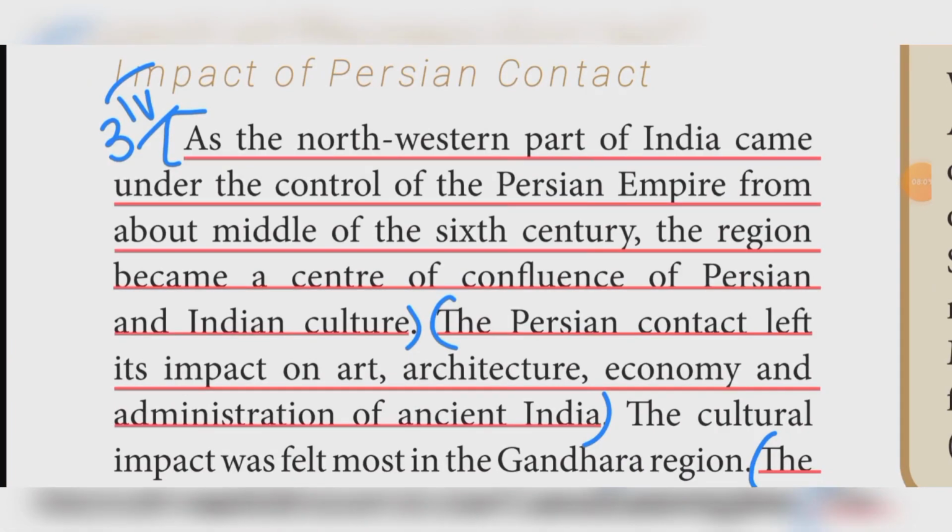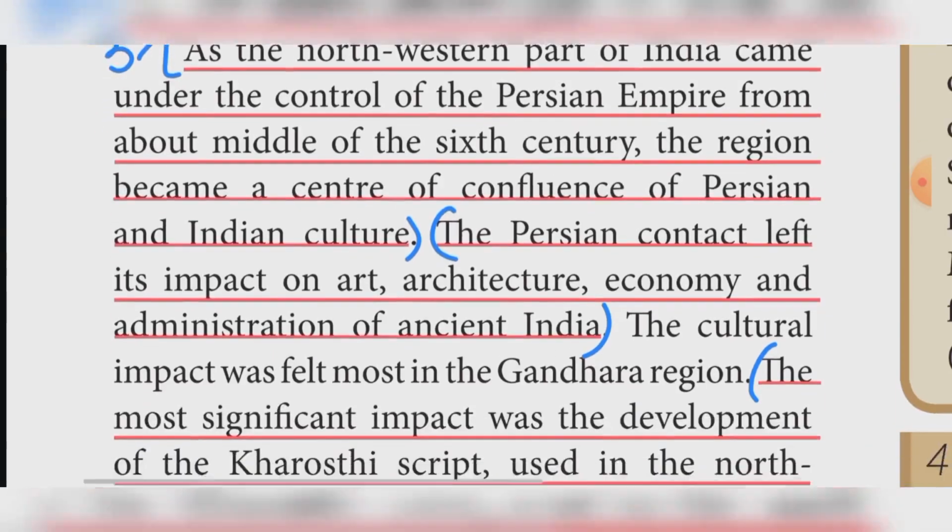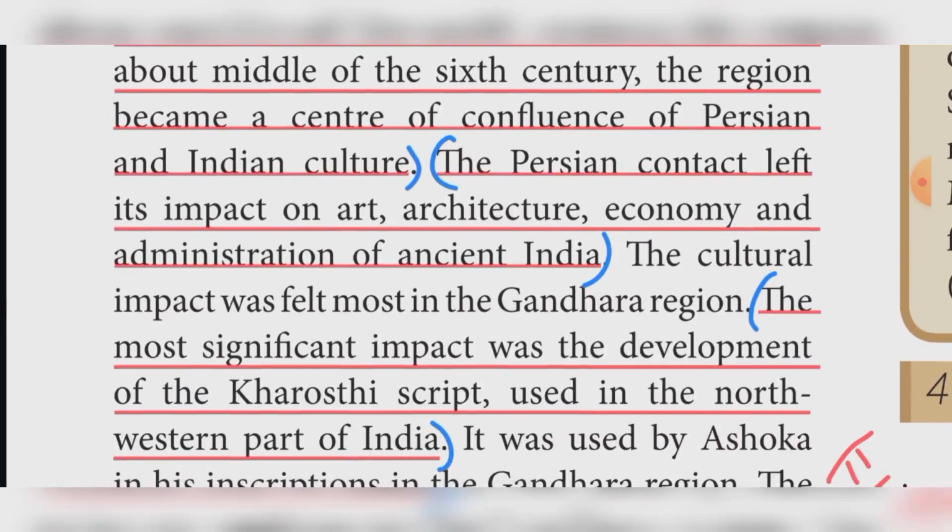Third one answer. As the northwestern part of India came under the control of the Persian Empire from about the middle of the 6th century, the region became a center of confluence of Persian and Indian culture. This is the first point. Second point, the Persian contact left its impact on art, architecture, economy and administration of ancient India.